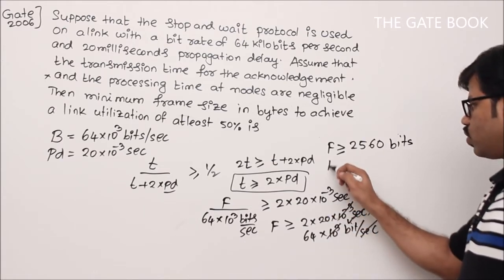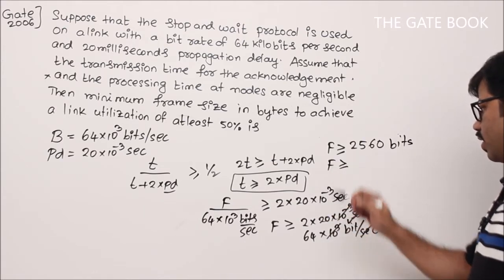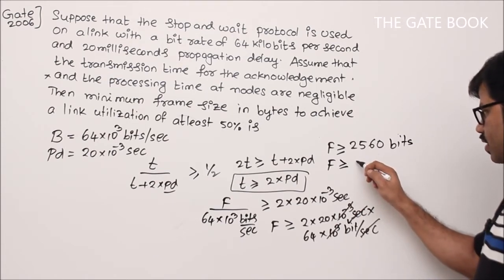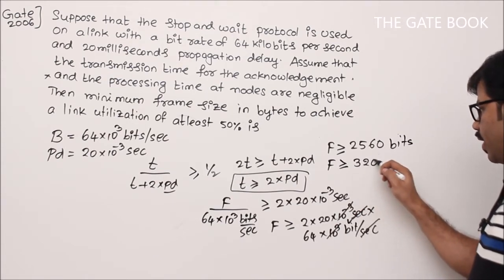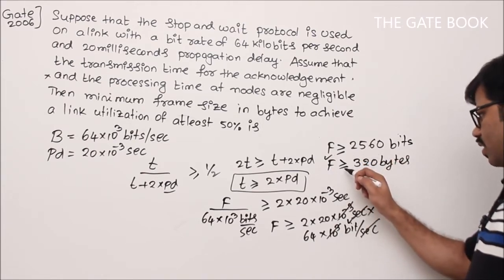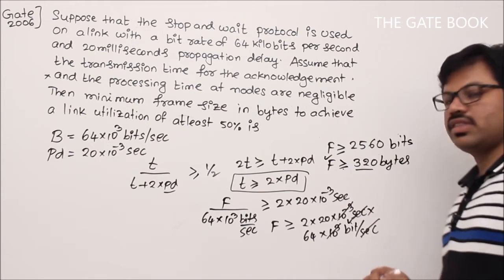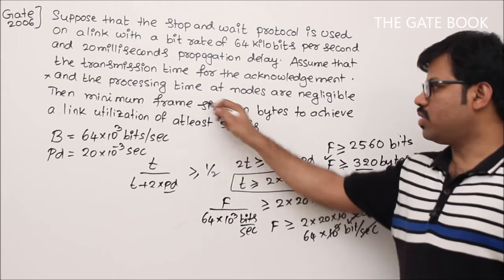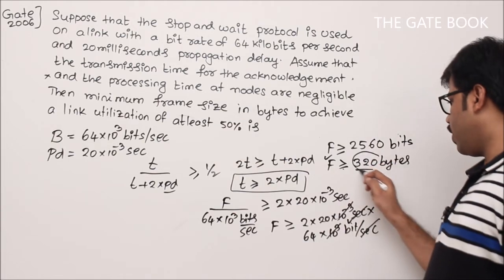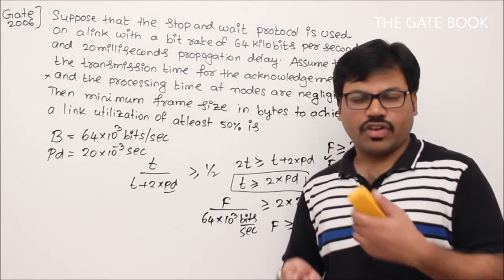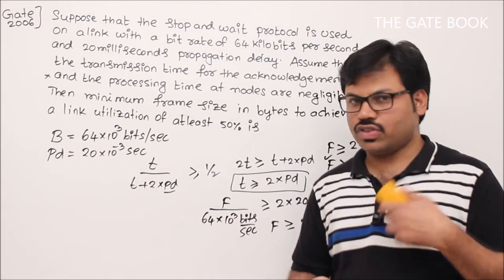Now if the answer should be in bytes, then F should be greater than or equal to 2560 bits by 8, then it will be bytes. So 320 bytes. So finally your frame size should be either equal to 320, otherwise greater than 320 bytes. So what is the question? Minimum size. That's why minimum size should be 320, right? So answer is 320 bytes. In that way we can answer questions related to channel efficiency of stop and wait protocol.